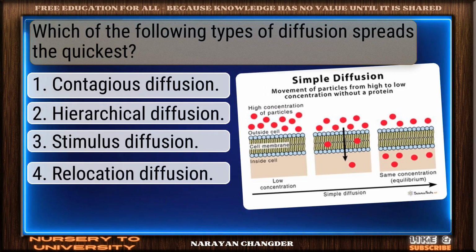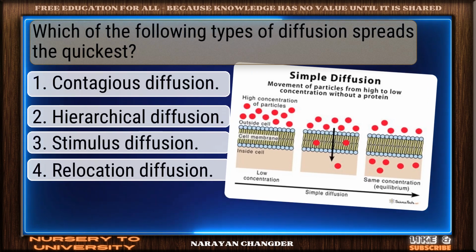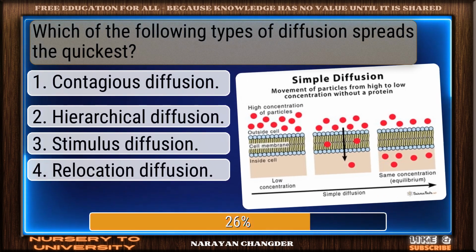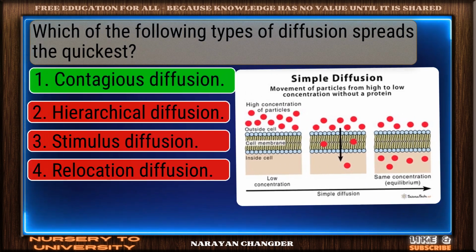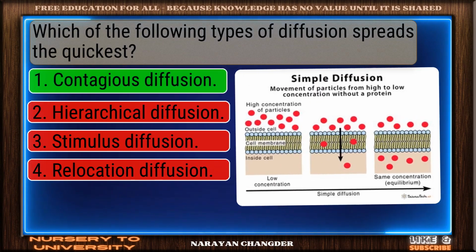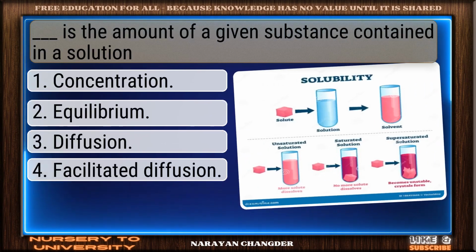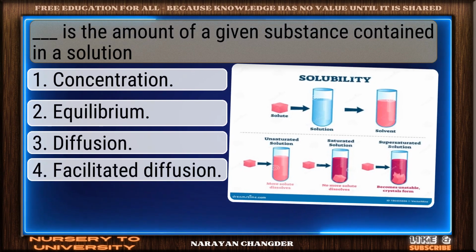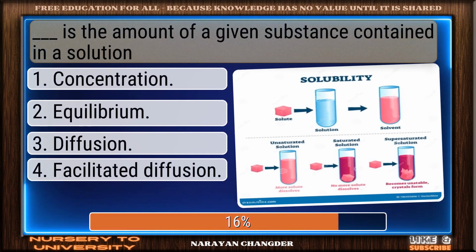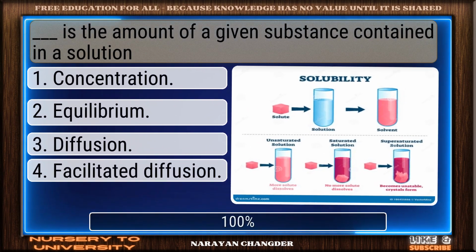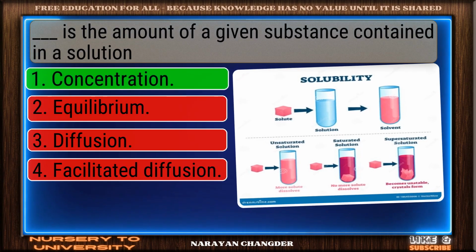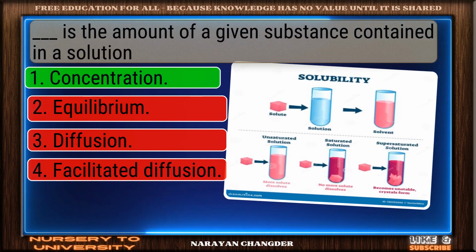Which of the following types of diffusion spreads the quickest? Solid response. Contagious diffusion is a valid choice. Dash is the amount of a given substance contained in a solution. Good job. Your answer, concentration, works well here.